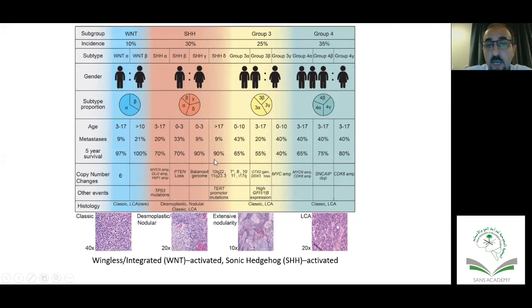Seeding prognosis slightly better. Okay, and this is the one we see in the younger age. Okay, Sonic Hedgehog more common in the younger kids. Group 3. Now we have 3 groups.